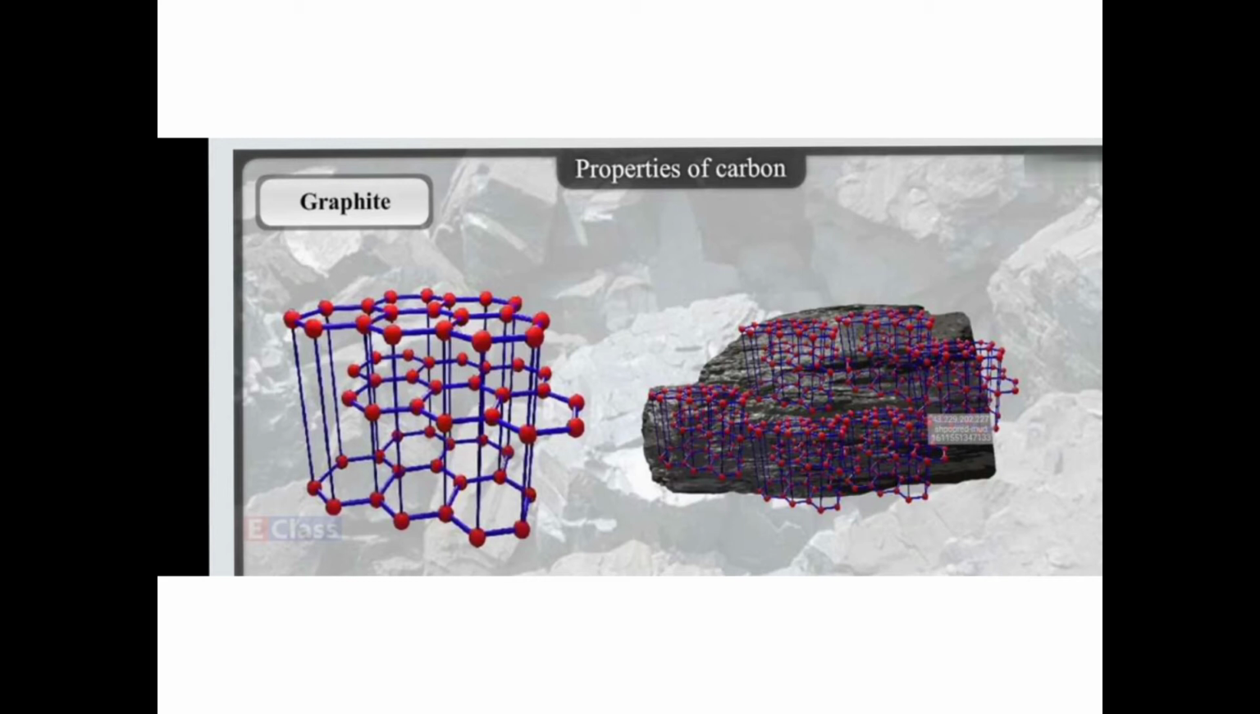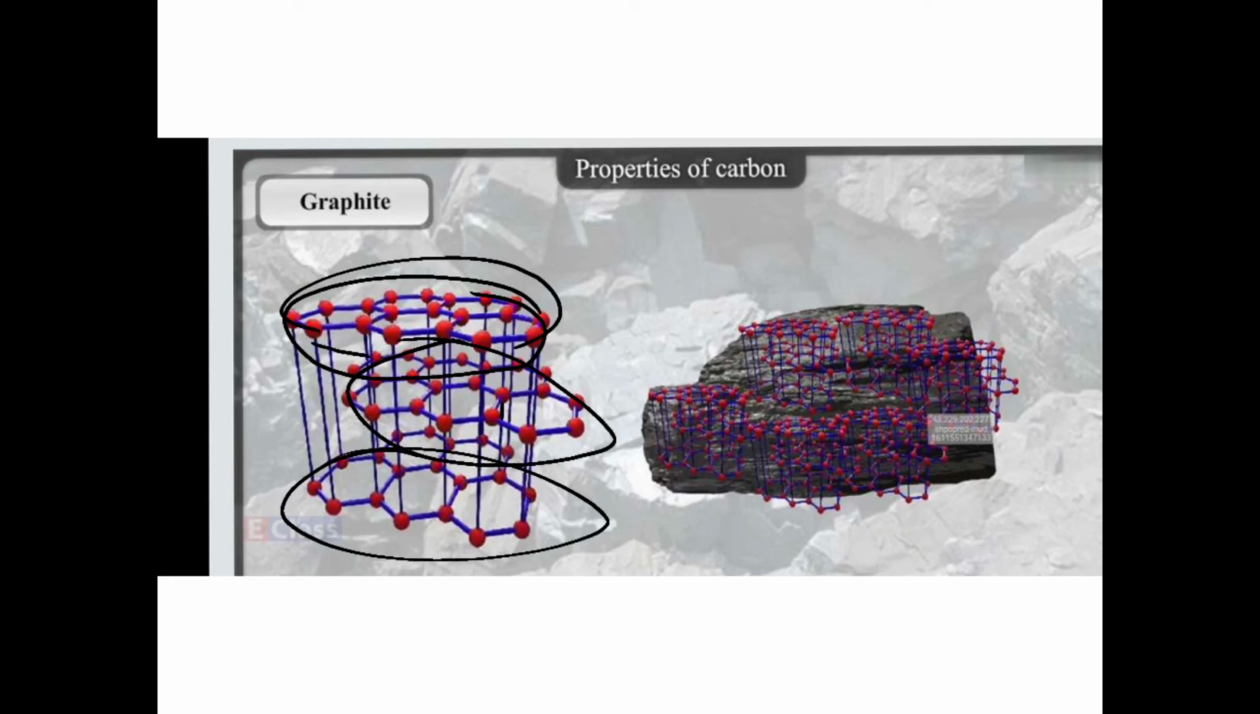Once again, it is black, soft, brittle and slippery. Now inside the layer of graphite free electrons can move. This is the first layer, this is the second layer, this is the third layer. Inside the layer electrons can move on their own. So as they are able to move, that means free electrons are there.